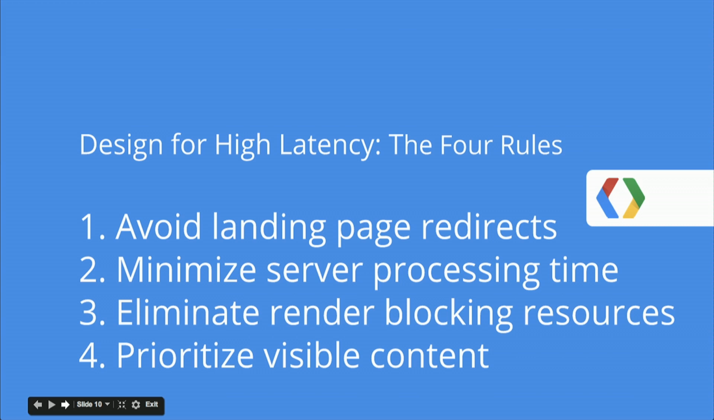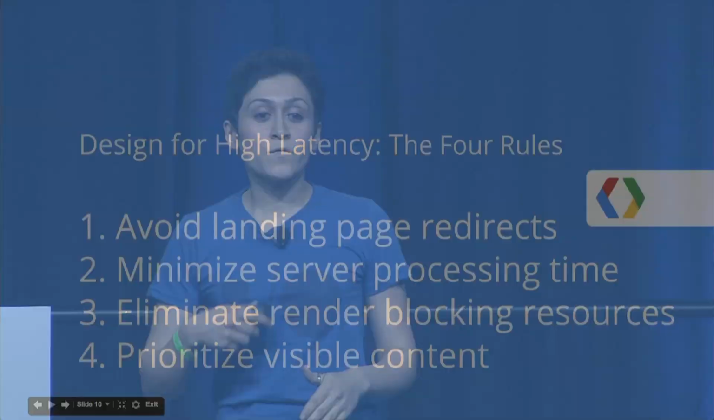So the 4 rules are: 1, avoid landing page redirects; 2, minimize server response time; 3, eliminate render blocking resources; and 4, prioritize visible content. Now, what we are going to do is go through each one of these rules and tell you why we picked those and why they're useful.